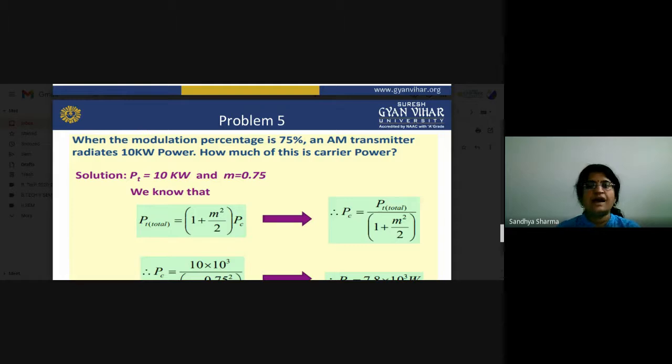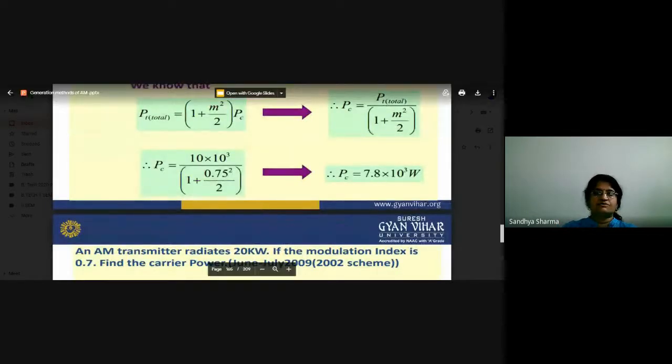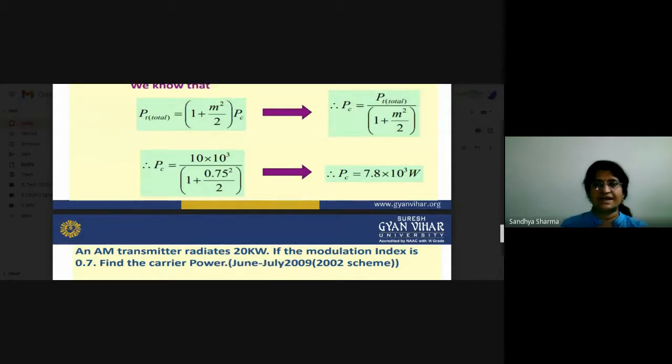Now the modulation index is 75%, which is in percentage, so the value of m is equal to 0.75. So we have the equation: total power Pt is equal to 1 plus m square by 2, whole multiplied by Pc, where Pc is the carrier power. You are given Pt and the modulation index, so by using this formula you can calculate the value of carrier power Pc. So in this way, we can calculate the carrier signal power.